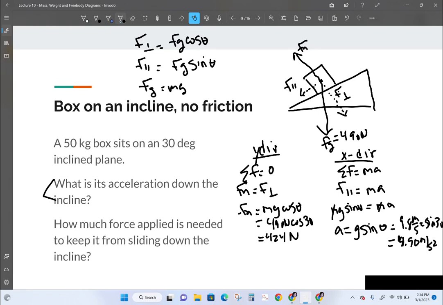And then it wants to know how much force do I need to apply to keep from sliding it down the incline. Well, if I wanted to keep it from sliding down the incline, I would need to balance F parallel. So my applied force would have to be equal to F parallel, which is 490 newtons times the sine of the angle, which would be 245 newtons.